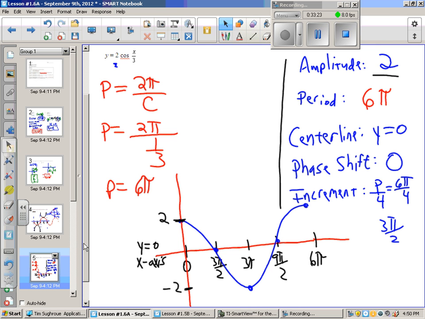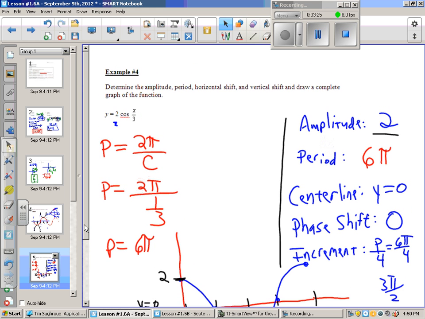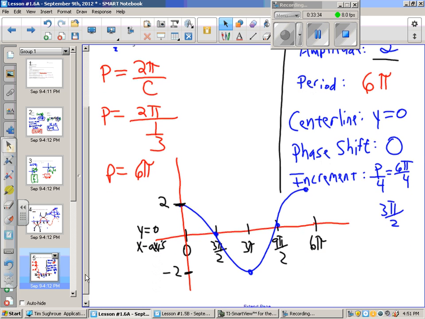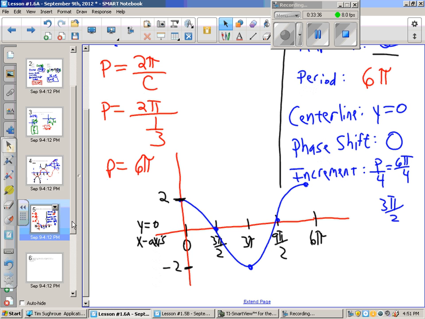The directions will often say draw 2 periods. It says draw a complete graph of the function. One period is good enough for me. Even if your homework says draw 2, just draw 1. You're good. Let's look at the next example.